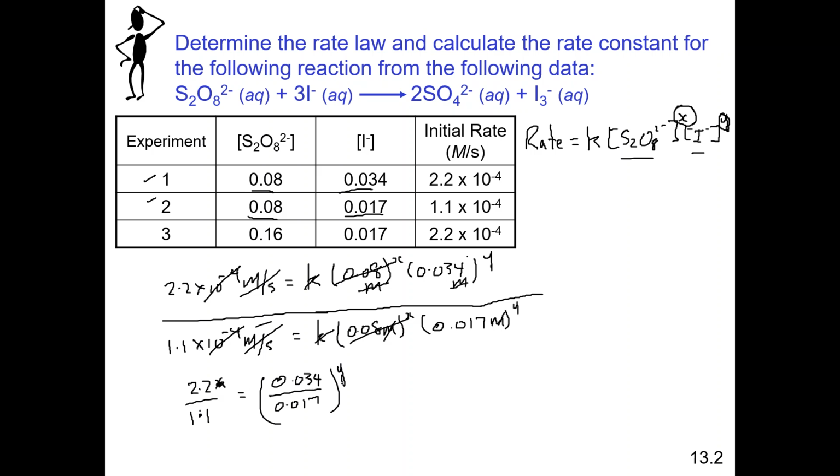When you simplify this further, this becomes 2 is equal to 2 to the y, which means that y is equal to 1. So the order of the reaction with respect to the iodide is 1. I'm just going to put y equals 1 here because that's what we determined.